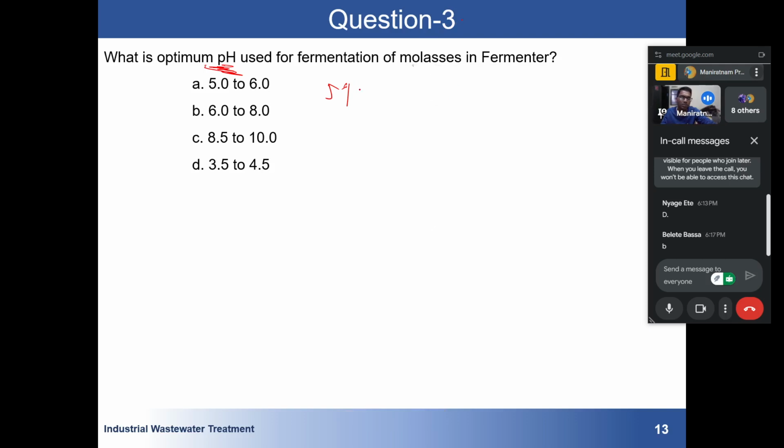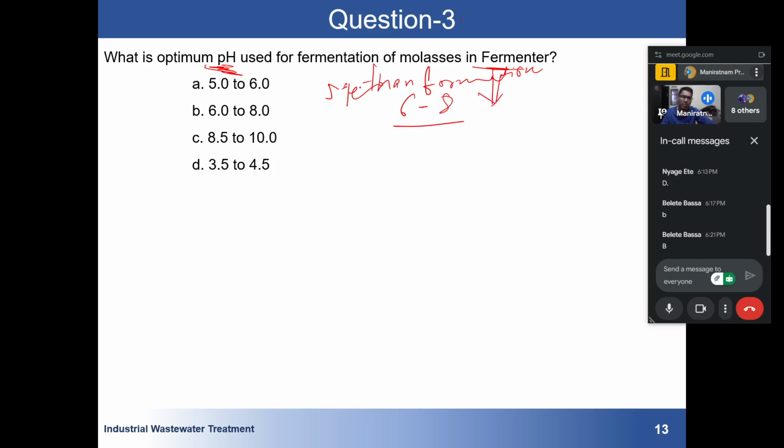In the last session, we have seen about methanogenesis, methane formation. There we have seen that the optimum pH range is circumneutral, between 6 to 8. Similarly, there is a definite pH range for fermenter. Can anyone say? B, that is 6 to 8.